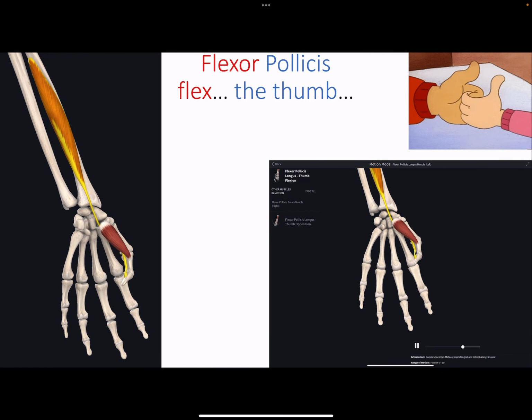Flexor pollicis, so it's in the name. Anytime you see pollicis, thumb. So flexor, it flexes, pollicis, the thumb.